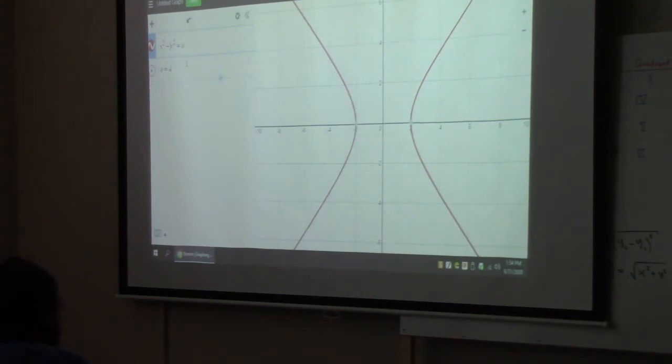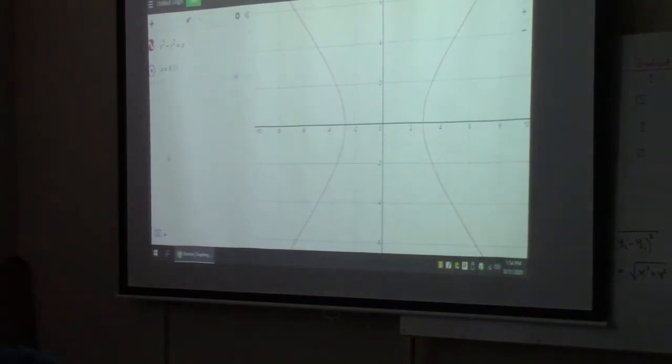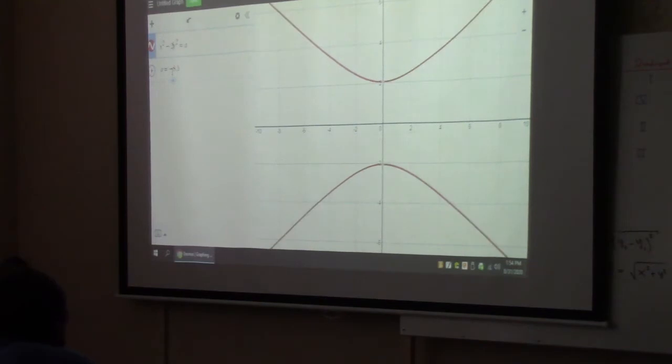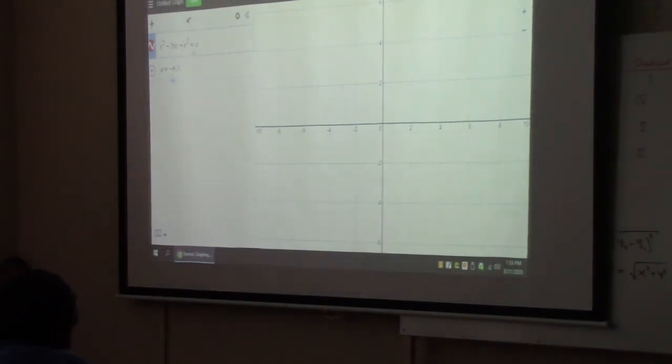Hyperbolas. x squared minus y squared equals a. And, well, here, check it out. You can animate it. Just hit play on your slider. Yay. You got hyperbolas that open up, hyperbolas that open sideways, right? If you want to get really interesting, you could even do something like 2xy. Add a middle term, see what happens.